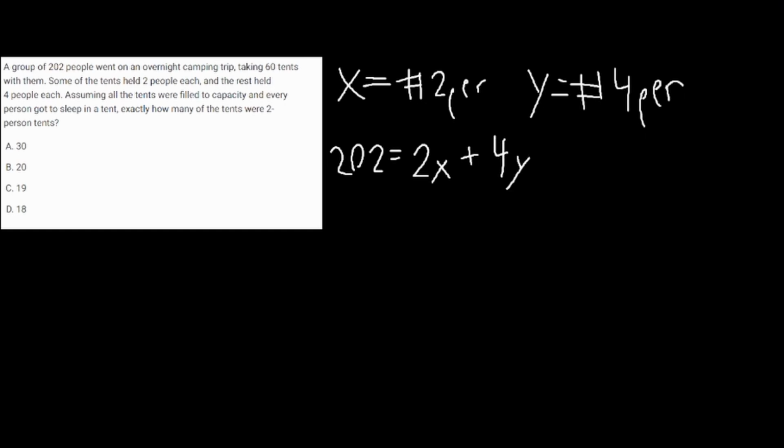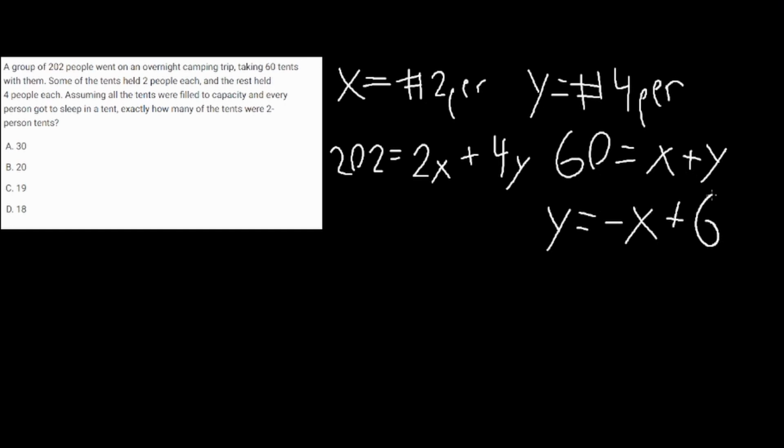Now, we also know that there are 60 tents in total, and that they must be equal to the number of both tents added to each other. So 60 equals x plus y. Now, in the second equation, I am going to solve for y by subtracting x from both sides. So we get y equals negative x plus 60.